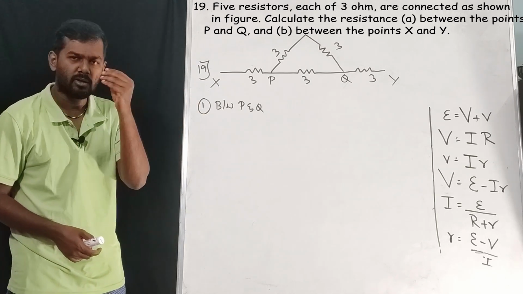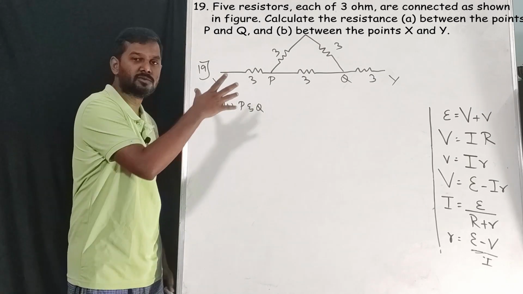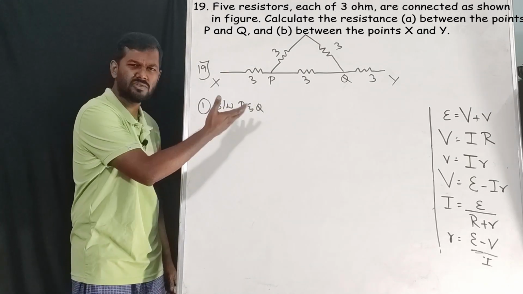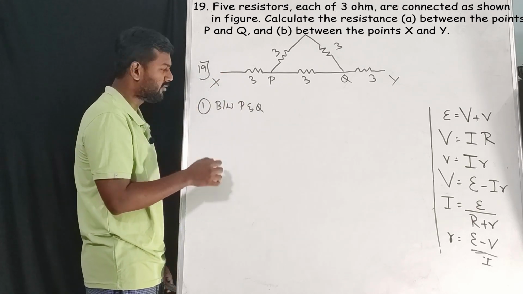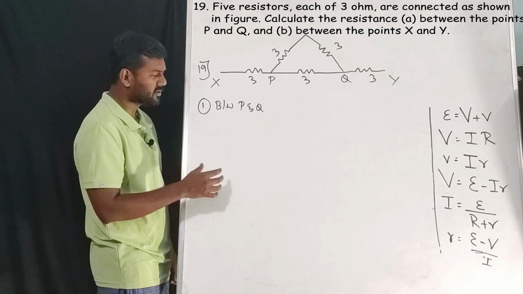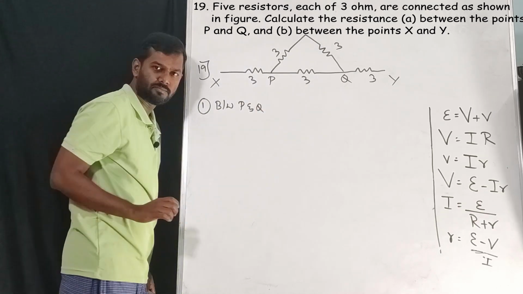You can go there, you get the diagram, you try to calculate, you will be perfect when it comes to resistance. Now listen, this is also very simple. We have to find the effective resistance between, first there are two sub questions. First it is between P and Q.